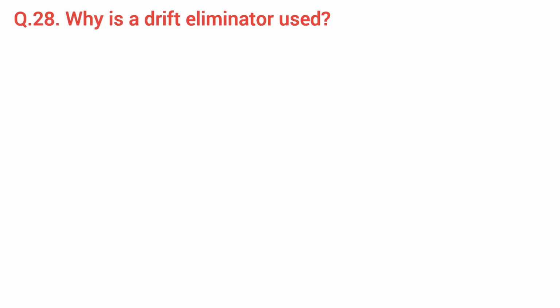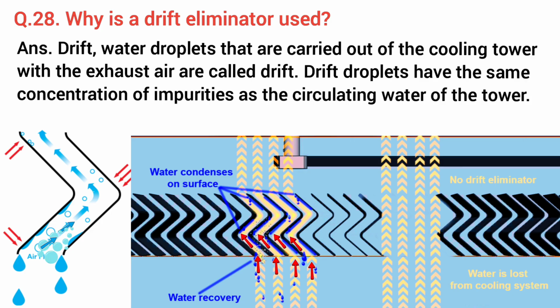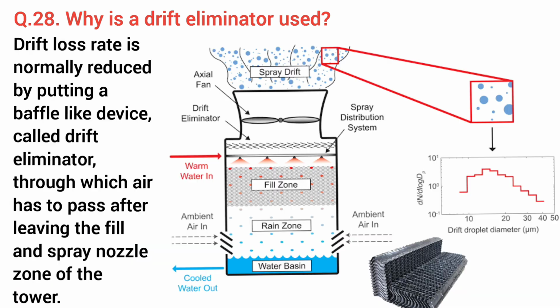Why is a drift eliminator used? Drift: water droplets that are carried out of the cooling tower with the exhaust air are called drift. Drift droplets have the same concentration of impurities as the circulating water of the tower. Drift loss rate is normally reduced by putting a baffle-like device, called drift eliminator, through which air has to pass after leaving the fill and spray nozzle zone of the tower.